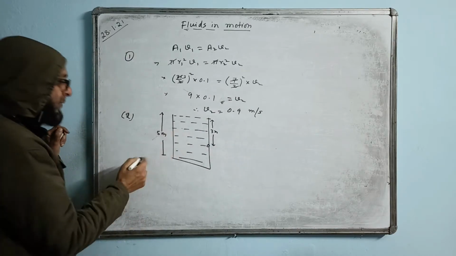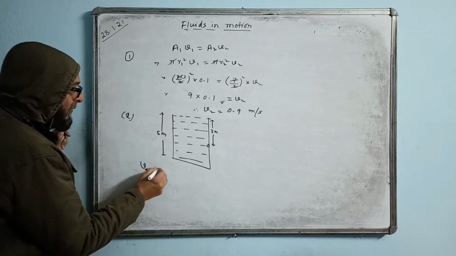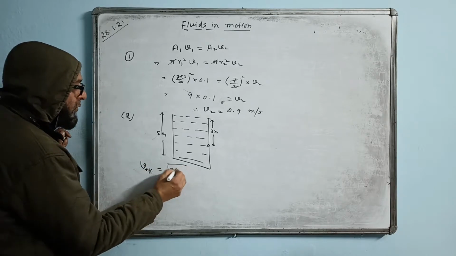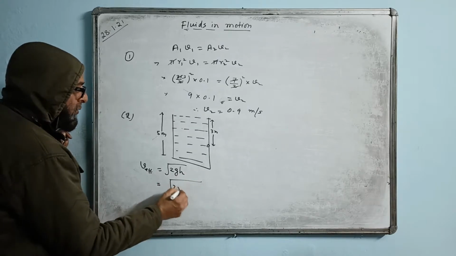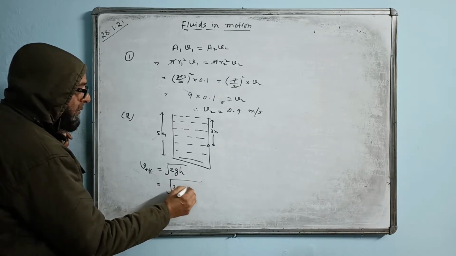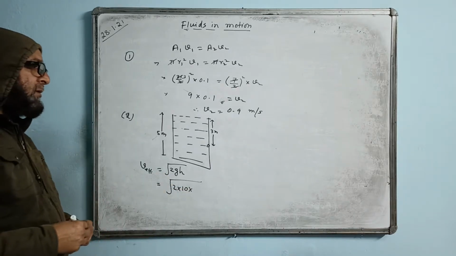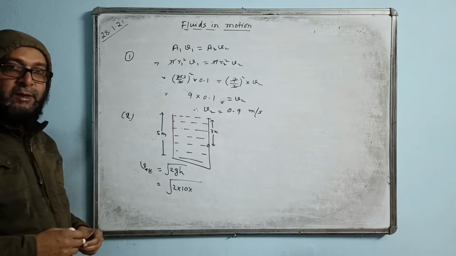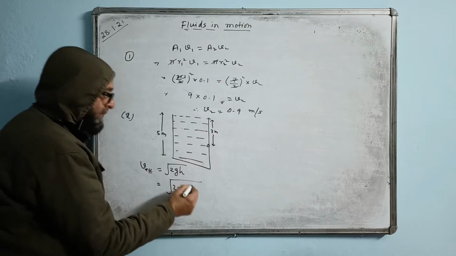That speed we know is called velocity of efflux. What is the formula of velocity of efflux? The formula was root 2gh. 2g value suppose is 10. And what is the value of height? How much should you take as height? The height will be this 3.